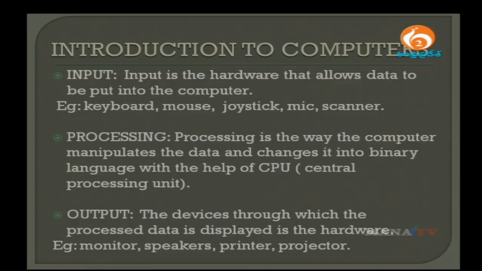For example, the first thing that you always do is type something, or when you try to communicate with your computer, the first thing you have to do is do something on your keyboard or mouse to put that into the computer. So what is the means of communication here? The means of communication here is keyboard, mouse, joystick, mic, scanner.